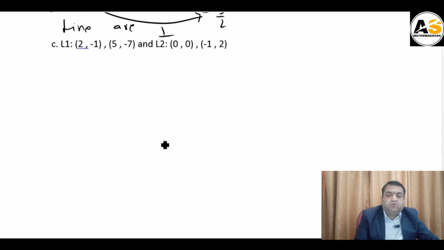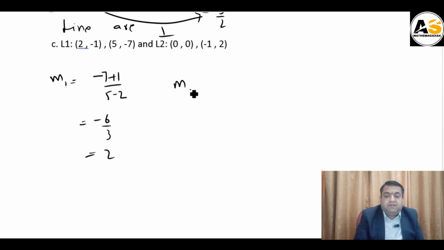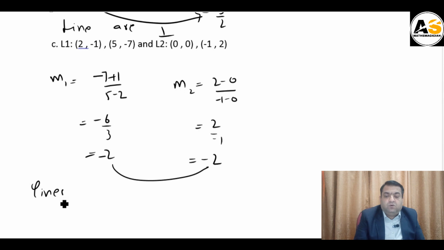The last part for today's lesson. Gradient of the first line is y2 minus y1 over x2 minus x1. This is minus 6 over 3 minus 2. M2 is equal to y2 minus y1 over x2 minus x1, 2 over minus 1. Again, minus 2. Both these gradients are equal. Lines are parallel.